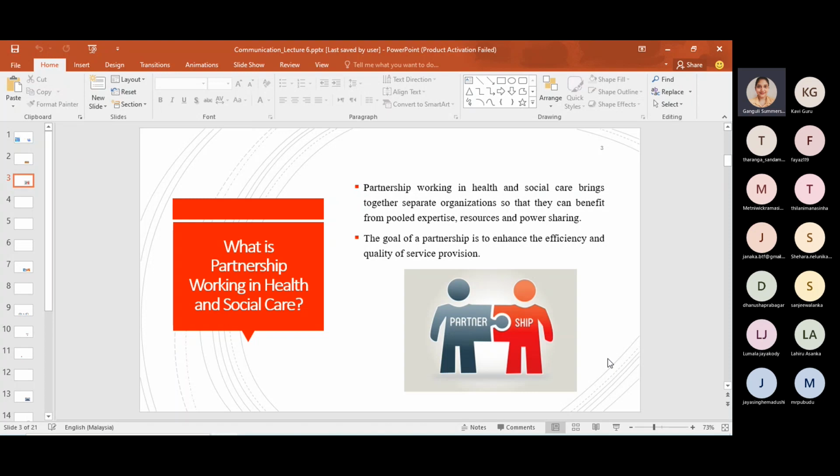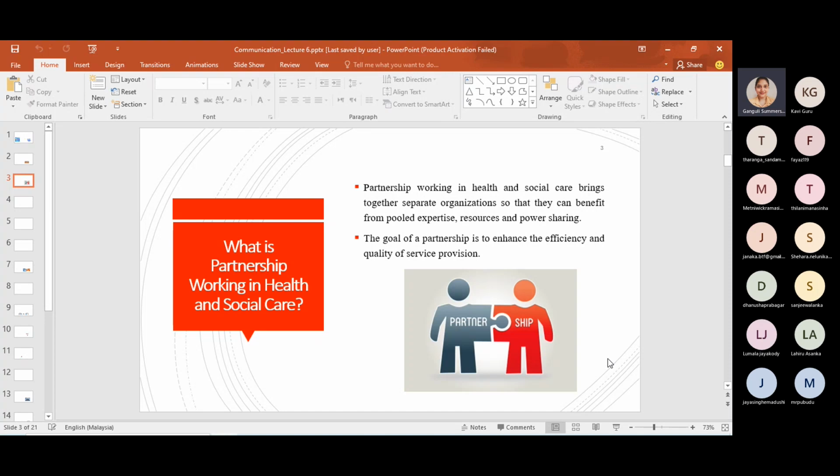Okay, so these are the advantages that health and social care related organizations can gain from partnership working. You can share resources, you can share expertise, and you can get the power as well. You can share the power among organizations as well.